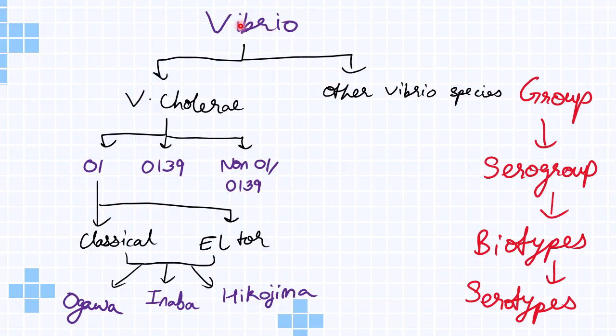Let's quickly summarize the classification. We start with the Vibrio genus. Within it is Vibrio cholerae, which is divided into O1, O139, non-O1/non-O139. The O1 serogroup is further divided into the classical and El Tor biotypes. Finally, these are classified into the serotypes Ogawa, Inaba, and Hikojima. This flowchart makes the entire classification easy to remember.